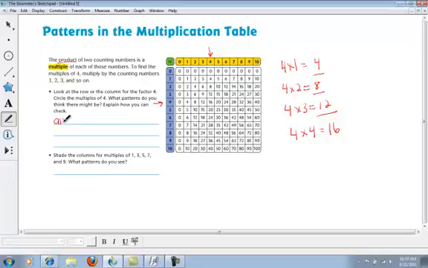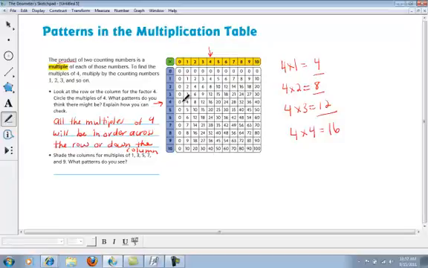So, all the multiples of 4 will be in order across the row or down the column. I can check this by circling all the multiples either across the row or down the column and see if those are all the multiples of 4.